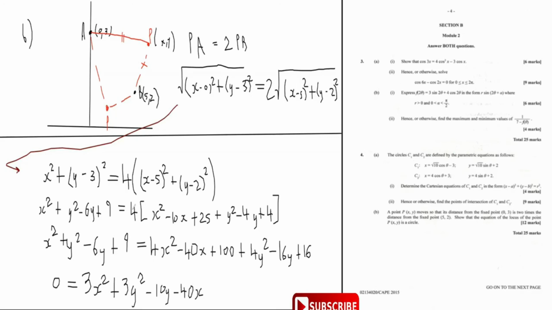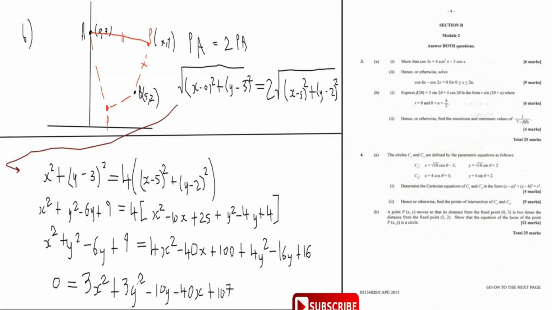All right. And then I have 9 over here, so I'm going to subtract 9 from both sides. But I have 100 plus a 16, which is 116. Then I subtract 9. So this becomes 107. Over here, that becomes plus 107, and that's equal to 0. So what do we do now?